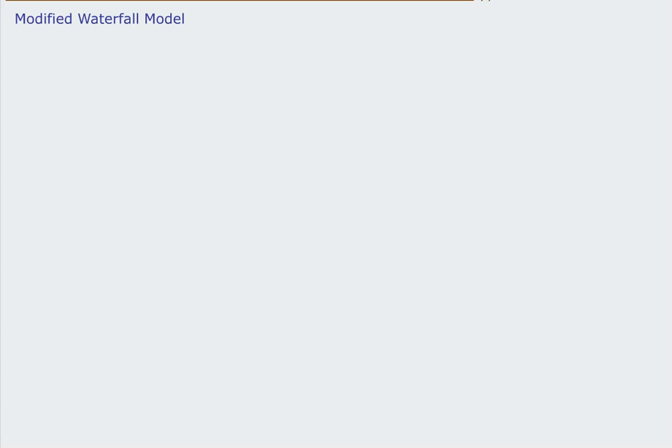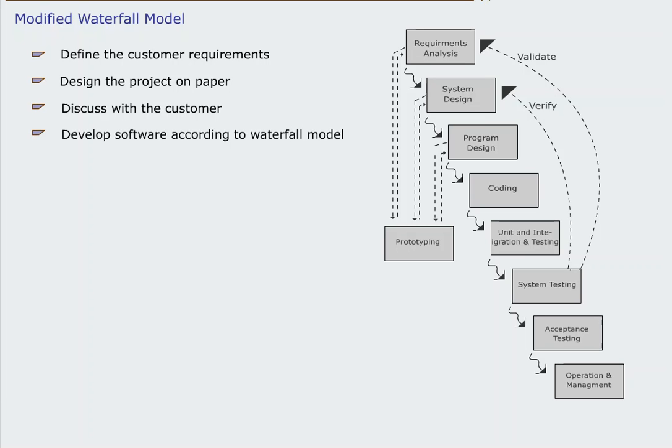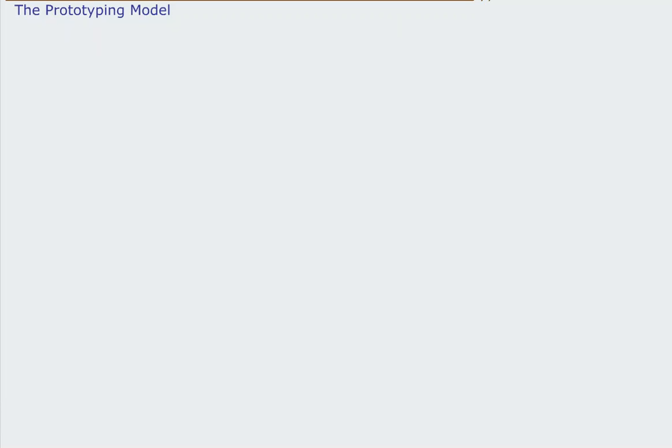One way to improve the model is to use prototyping approach, which is to define the customer requirements, design the project on paper, discuss with the customer if he is satisfied with the final layout of the project, then develop it according to waterfall model. The prototyping model is generally useful when the customer is not sure about the detailed input or outputs and requirements. Ideally, the prototype serves as a mechanism for identifying software requirements.